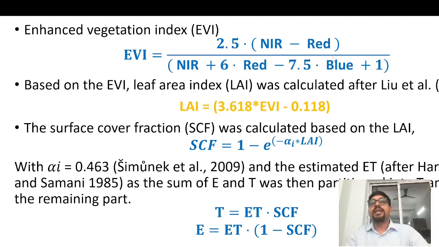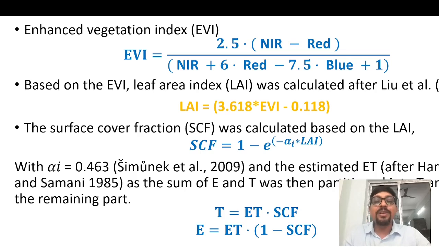Then near infrared minus Z, near infrared plus 6, multiply Z minus 7.5, multiply blue plus 1. So based on EVI, we can calculate leaf area index using this formula, Liu et al. 2012. They suggested leaf area index is 3.618 (coefficient) multiplied by EVI minus 0.118.